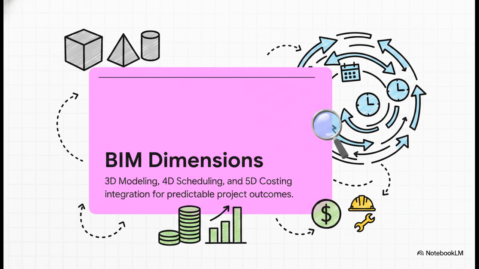And it definitely doesn't stop at 3D. Sure, we start with 3D modeling, but then we introduce 4D, which bakes in project schedules so you can visually track construction sequences over time. Then comes 5D, which brings in exact cost estimation and project finance. If you're an infrastructure professional or a project manager, mastering these dimensions is the secret to predictable outcomes, keeping things perfectly on schedule and on budget.